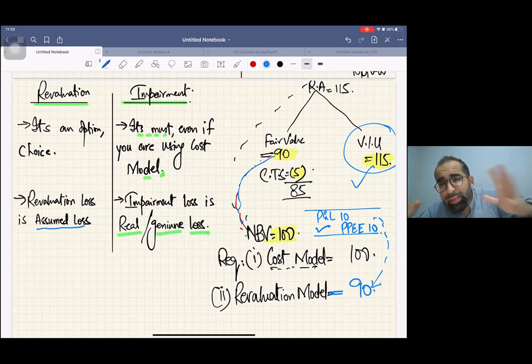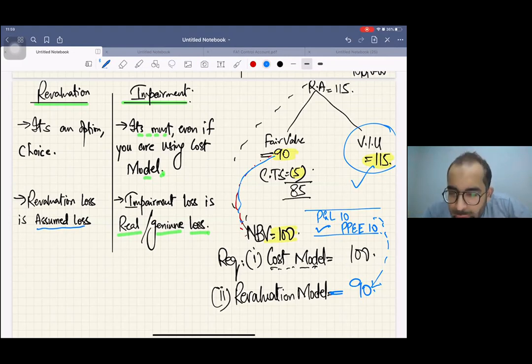Whereas impairment is a real loss. Why? Because when we do impairment, we check the recoverable amount. In recoverable amount, we look at both sides, the value in use as well as the fair value. That means that's the real downfall. And in the revaluation model, we look at only one side. In this case, only the fair value is down. The other side is up, the other side is good. But still, we have to book this $10 loss because of our policy.